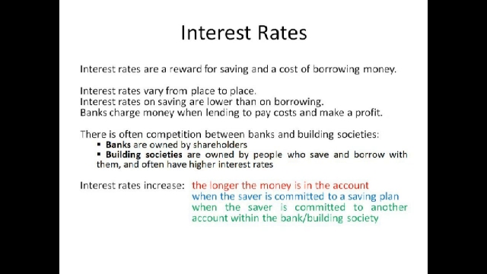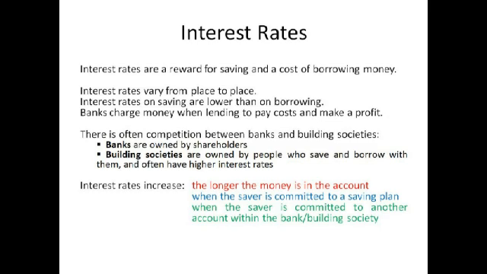It's quite hard to define what an interest rate is, but the generally accepted definition is that interest rates are a reward for saving and a cost of borrowing money. Interest rates vary from place to place, and even within a place it will vary more, as we'll see later. But in general, interest rates on saving are lower than on borrowing because banks charge money when lending to pay costs and to make a profit. So they take more money in from the money they let out to borrow, so they get more money from the interest from that than they have to pay out to the people that are saving their money.